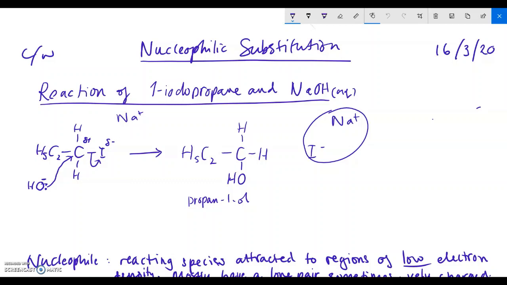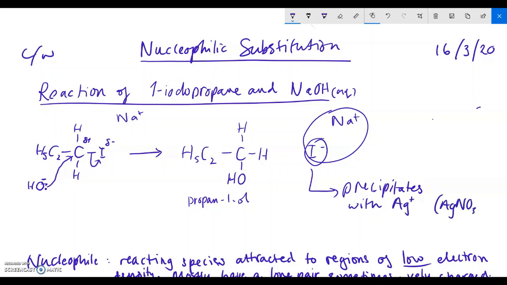This is still dissociated within solution, and of course the iodide is what ends up precipitating with the silver ions that are present. Now this is essentially a separate reaction that we are using to identify the fact that a nucleophilic substitution has happened with the halogenoalkane. And it's really important to understand that this is a separate reaction going on here.